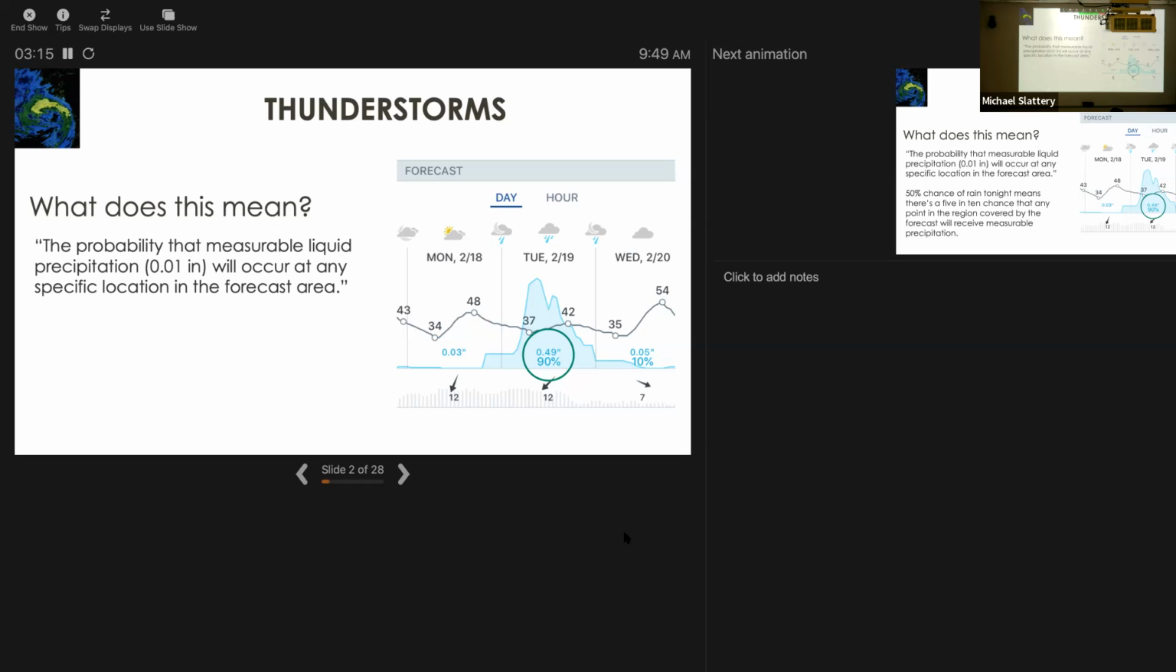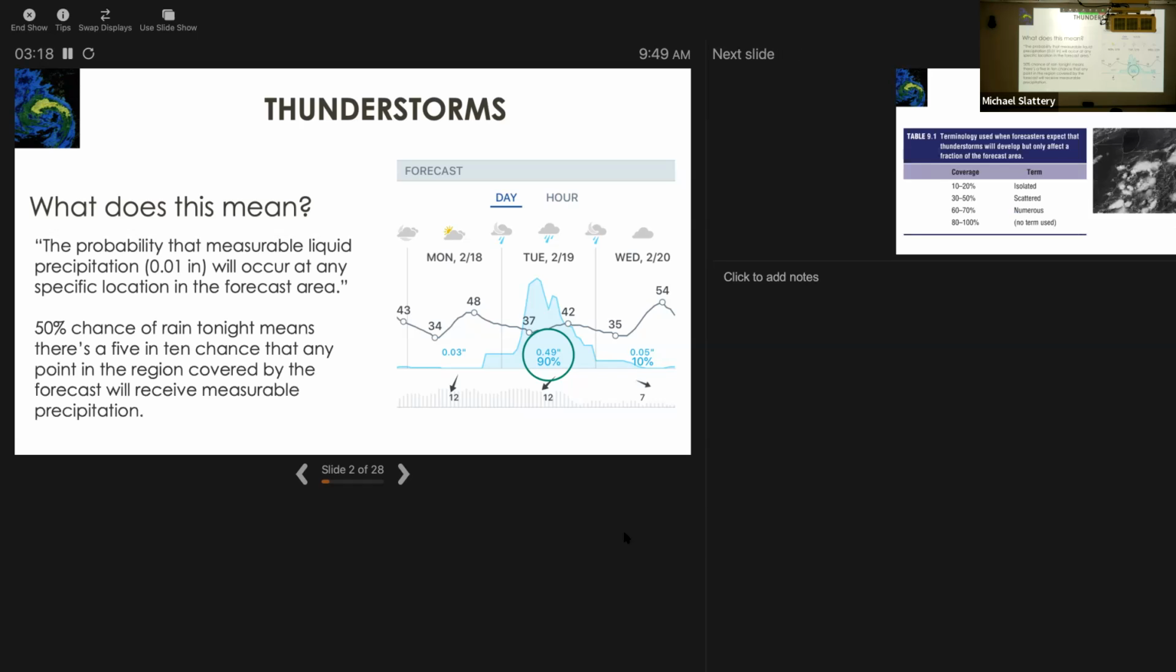So if your forecast area is the DFW Metroplex, and it's calling for a 50% chance of rain tonight, it doesn't mean that Arlington's likely to get it and downtown Fort Worth is not. It's a broad statistical probability, which means the 50% chance of rain tonight means that there's a 5 in 10 chance that any point in the region covered by the forecast will receive measurable precipitation. That's all it means, right? 70% chance means there's a 7 in 10 chance, the roll of the dice. And obviously, as you start getting a higher probability, they get more comfortable with that forecast.